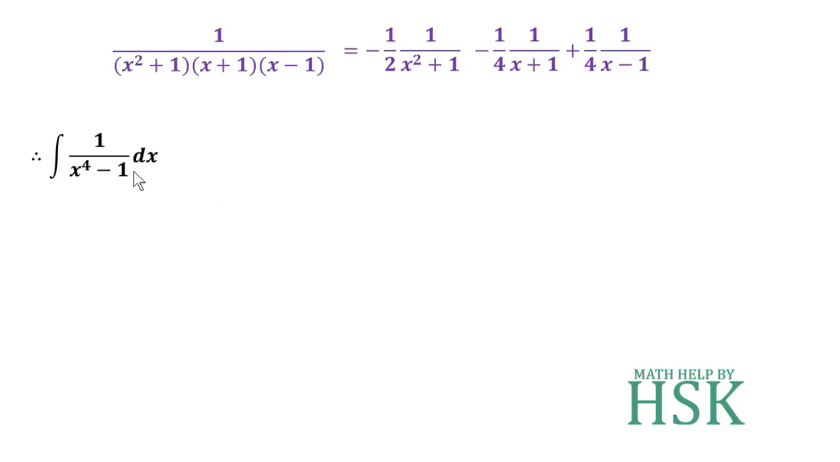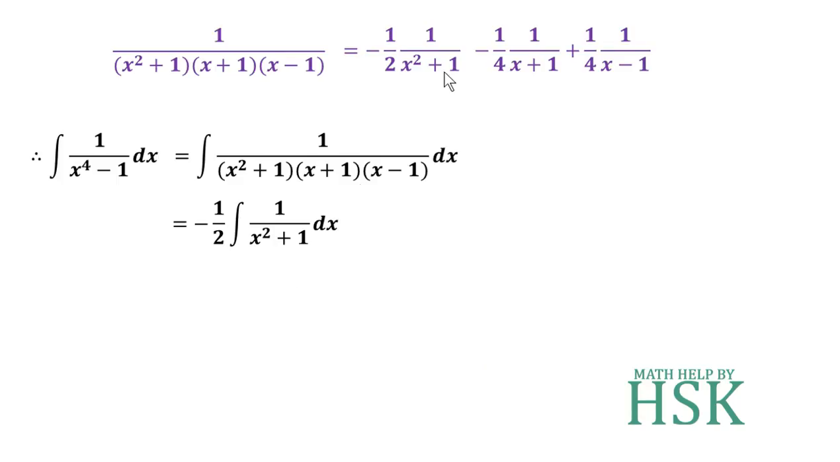Next, to integrate this function, I have to integrate these three fractions, that is minus 1 by 2 times integration of 1 upon x squared plus 1 with respect to x, minus 1 by 4 times integration of 1 upon x plus 1 with respect to x, plus 1 upon 4 times integration of 1 upon x minus 1 with respect to x. This will be equal to tan inverse x. This will be equal to log of x plus 1. This will be equal to log of x minus 1.